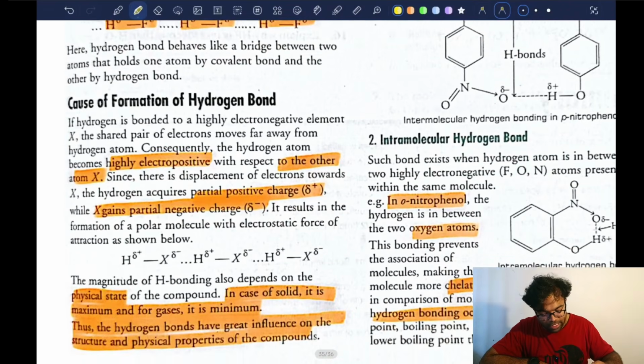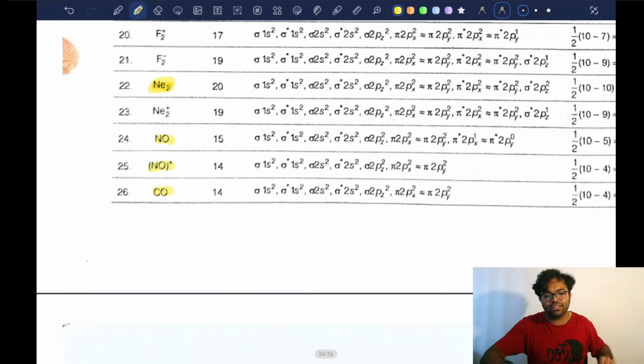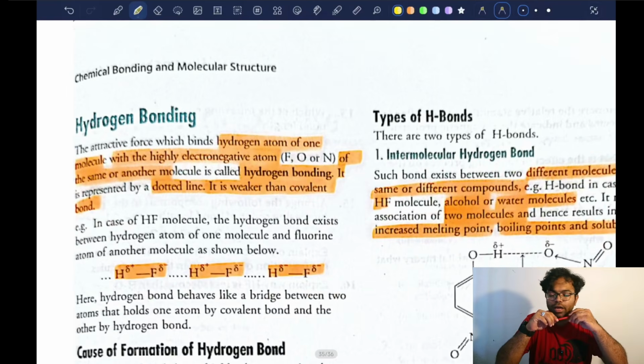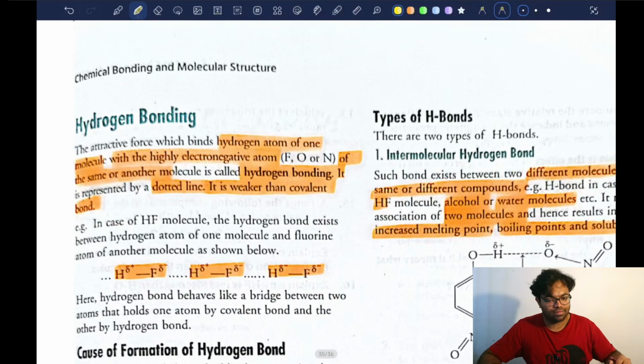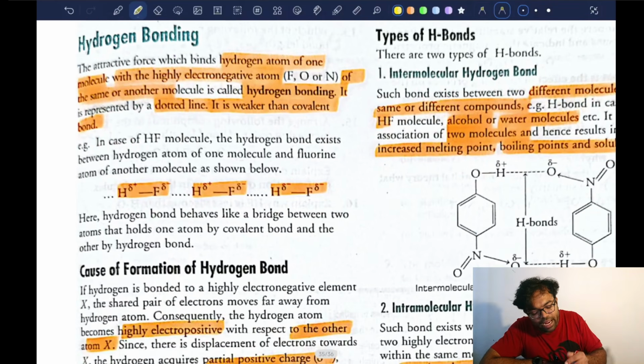So we are almost at the end of this chapter. The final topic that we have to learn is hydrogen bonding. It is a very special type of bond that has allowed water to exist in a liquid state. This is a very interesting type of bond, so listen to me very carefully. Now, what is a hydrogen bond? The attractive force which binds the hydrogen atom of one molecule with the highly electronegative atom, that is fluorine, oxygen, or neon of the same or another molecule, is called a hydrogen bond.